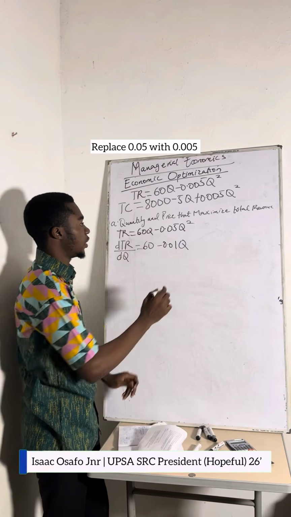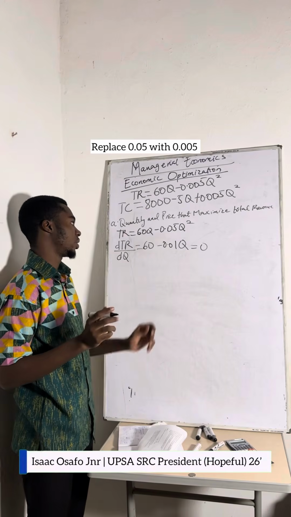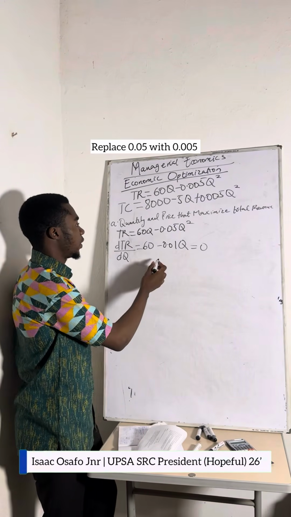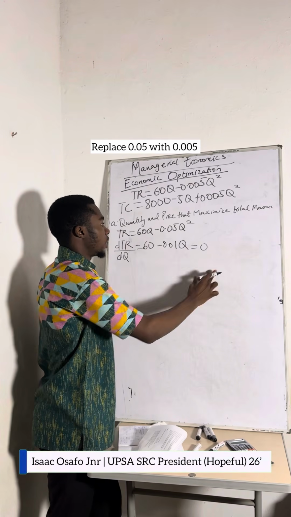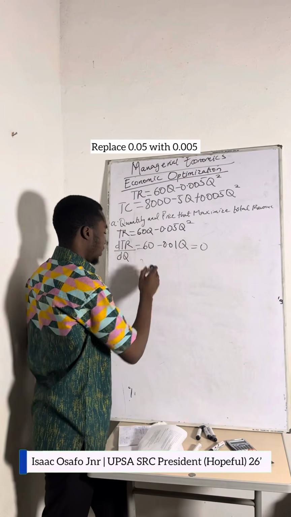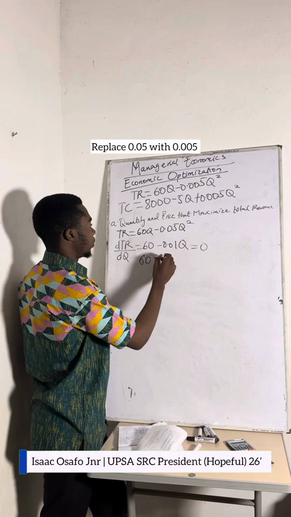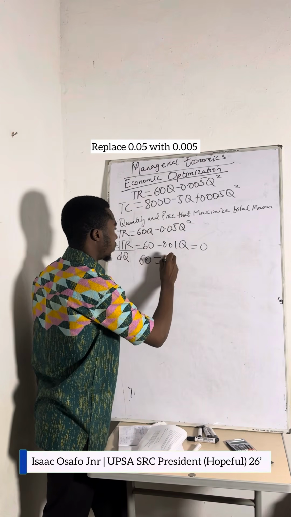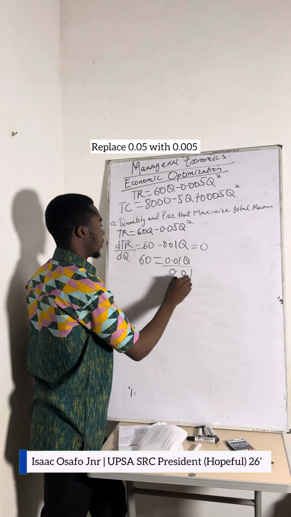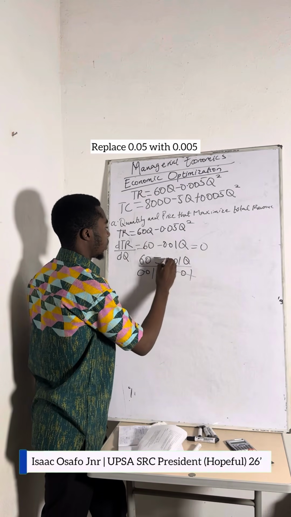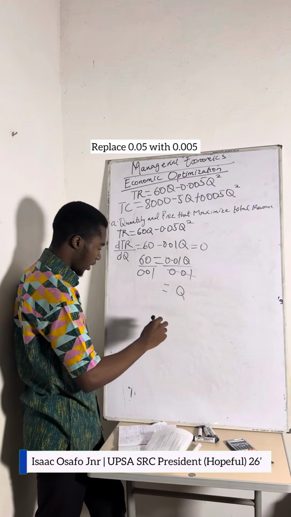After you have differentiated it, you equate it to 0. Please, a lot of people forget to equate it to 0. Don't forget, always equate it to 0. So now equating 60 minus 0.1Q to 0, we let the negative 0.1Q cross the equal to sign. We get 60 equal to positive 0.1Q, since it's crossing the equal to sign. Then divide both sides by 0.1 to let Q stand alone. This will cancel this. Then our Q should be equal to 60 over 0.1, which gives us 600.